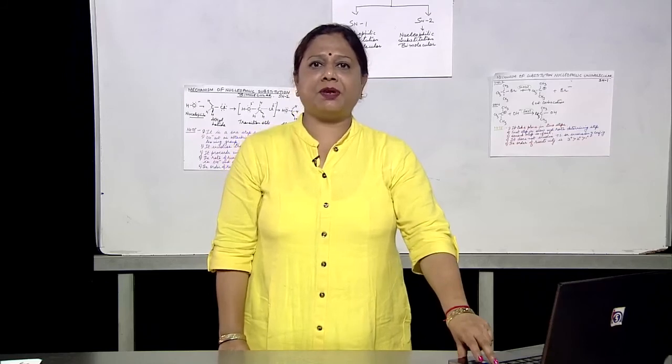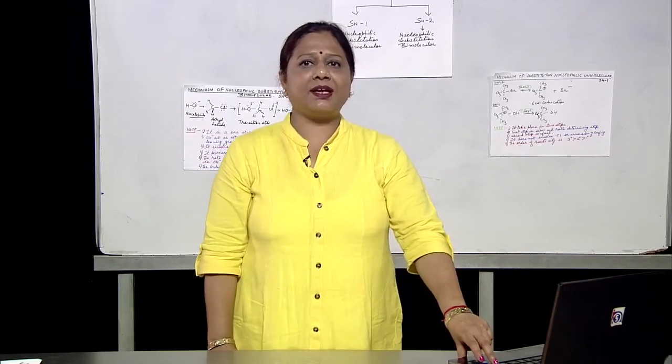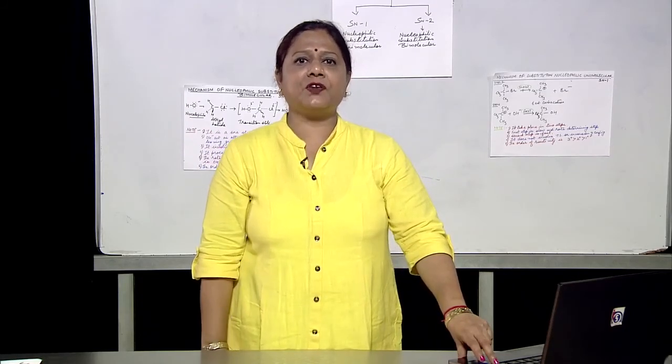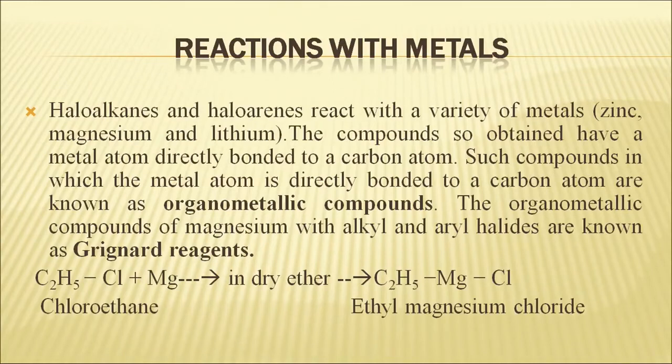Next is reaction with metals. When you react haloalkanes and haloarenes with a variety of metals such as zinc, magnesium, lithium, etc., the compounds so obtained are called organometallic compounds, and we also call them Grignard reagents. So when bromoethane reacts with magnesium in presence of dry ether, you get ethyl magnesium bromide.